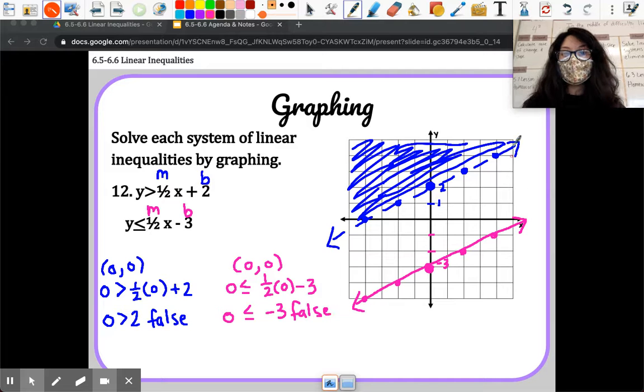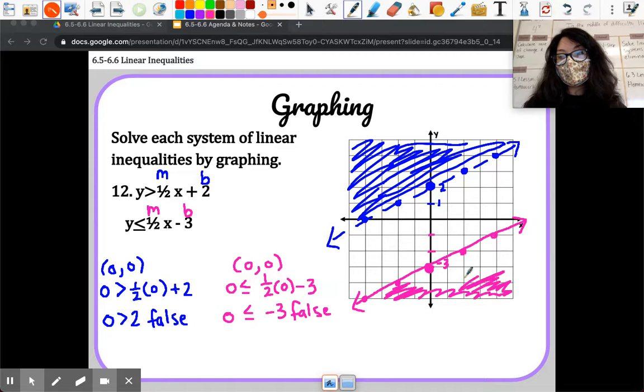So everything that was above this pink line here, including this part, right? Because again, we're ignoring that that's there. We're pretending that this part is just blank graph. Everything up here would not be the region we shade because this test point was not true. So I want to shade everything below this line, and that's going to be here.